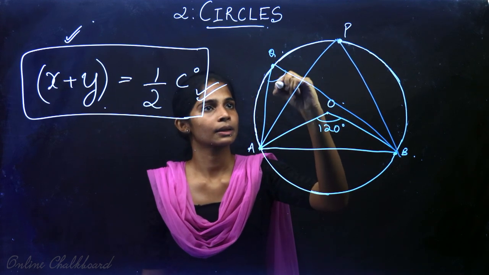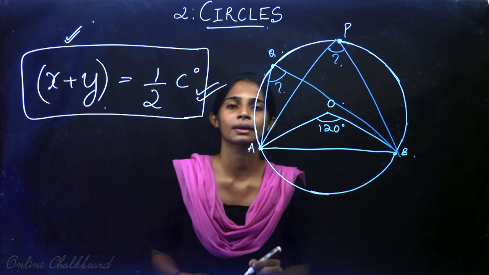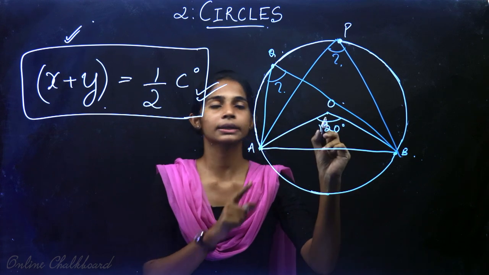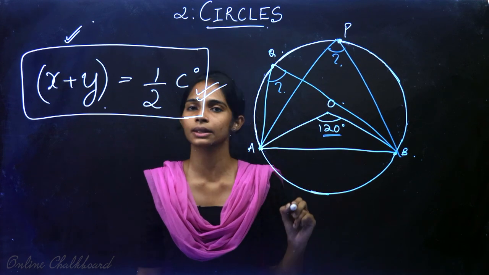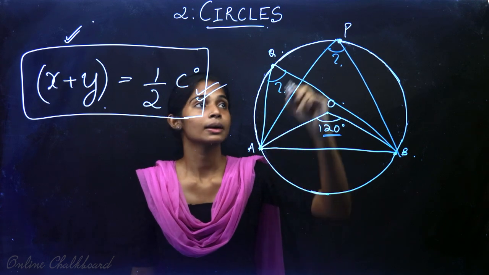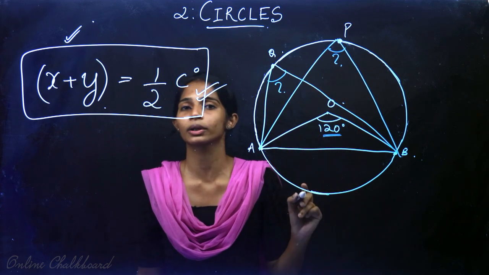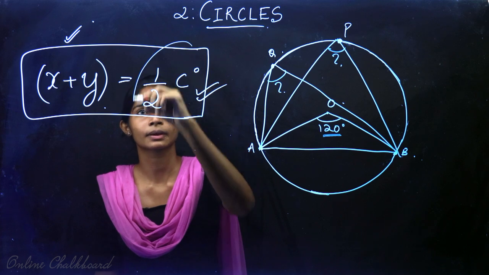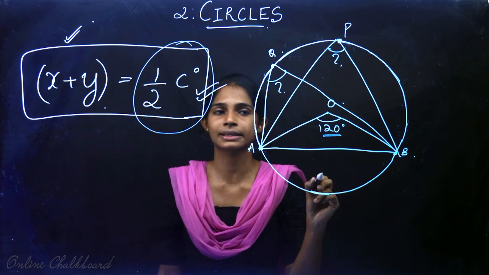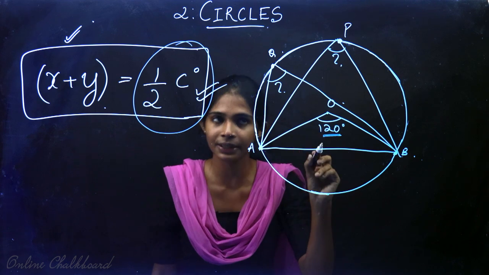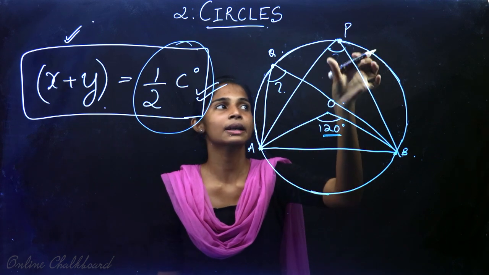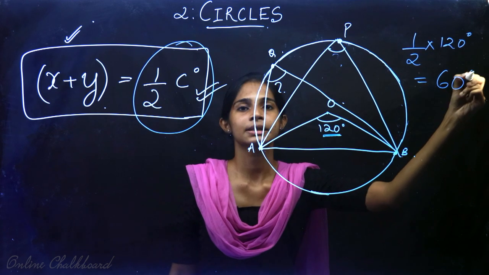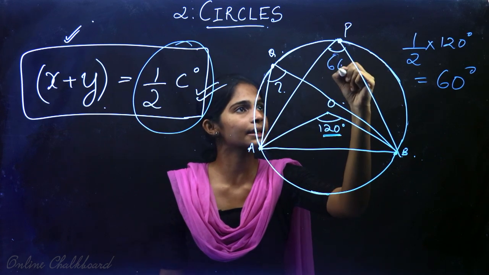Angle APB. This angle, this angle is 120 degrees. Now, we are going to learn how to find these two angles on the major arc. What is the value? Half of the angle at the center. Here, the center angle C is 120 degrees. Angle APB is half of 120 degrees. How much is it? 60 degrees. So this angle will be 60 degrees.